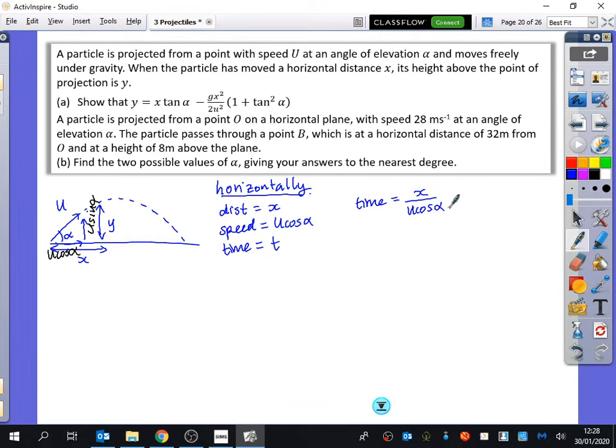I'm already interested in the fact that I've got over cos alpha, which is a sec alpha, which I'm hoping at some point is going to be squared and give me this little result up here. So you can start, the more maths you do, and obviously I've been doing it for years and years and years, you can start to spot these things.